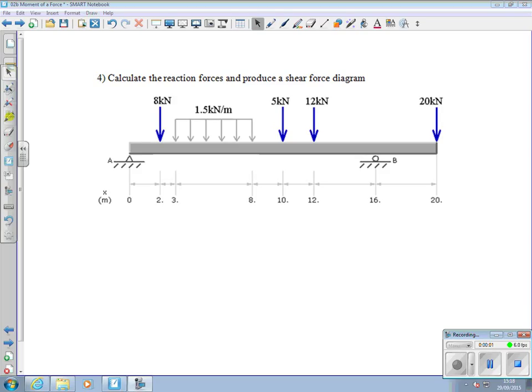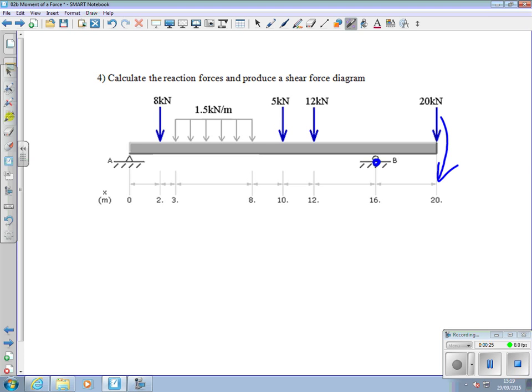Okay, let's have a look at this example. So note the pivot here and the pivot here. Now the pivot is not at the end. If we decide that the pivot is going to be at B, for example, then this force is going to be trying to turn it around clockwise.